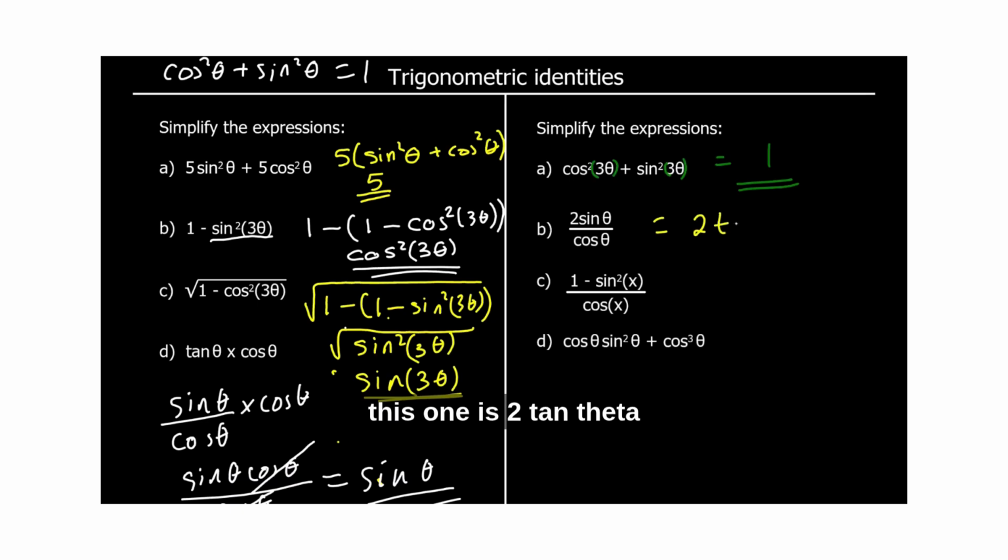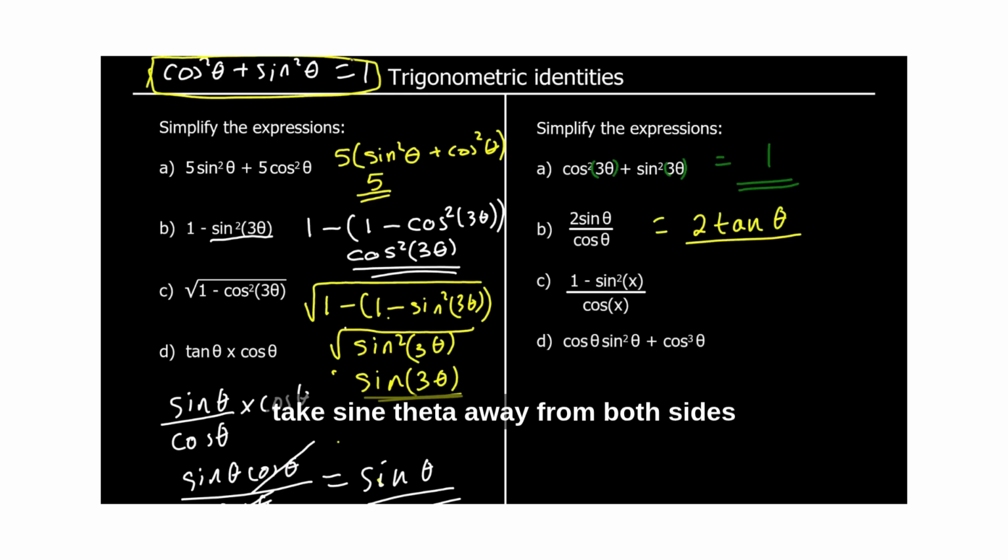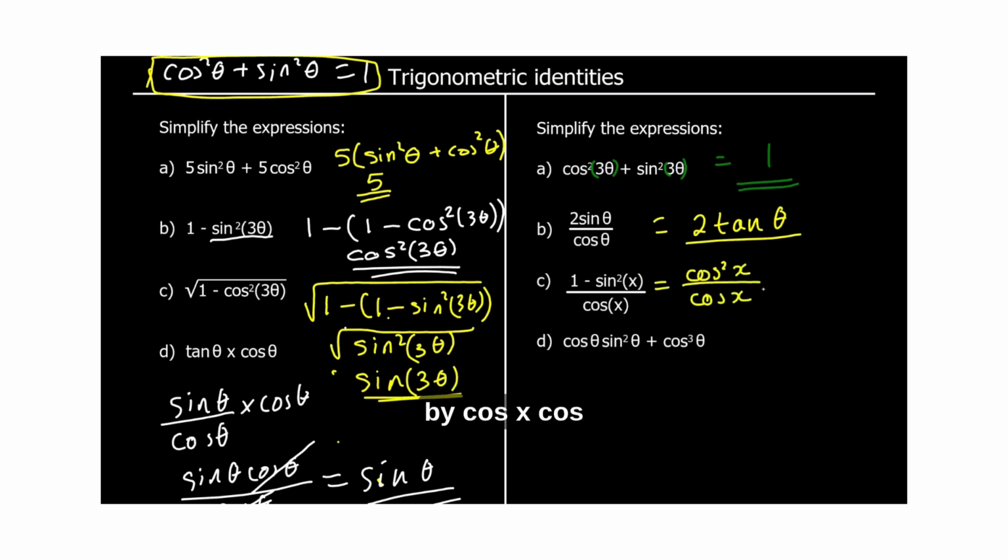The second one, sine theta over cos theta, we can change into tan theta. So this one is 2 tan theta. Part C, 1 minus sine squared theta. You can see if we rearrange the identity, take sine squared theta away from both sides, that is cos squared theta. So 1 minus sine squared theta is cos squared theta. So this is cos squared x in this case, divided by cos x. Cos squared x divided by cos x is just cos x. We divide top and bottom by cos x, and we just get cos x.